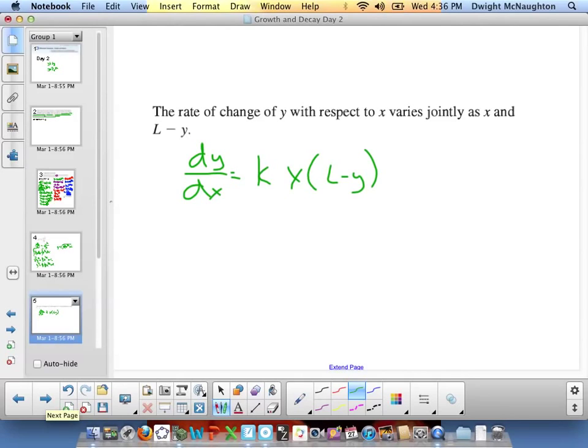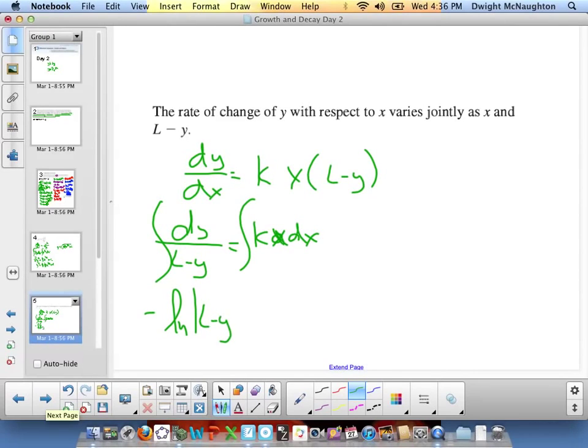And you solve this the same way. You separate your variables. Treat L as a constant. So we'll separate our variables. dy over L minus y equals kx dx. And we'll integrate. The left side, you got dy over y, kind of. You got a negative y. It's going to be a log. We're going to have to account for the negative, so it's going to be negative natural log of L minus y equals kx squared over 2 plus a constant.